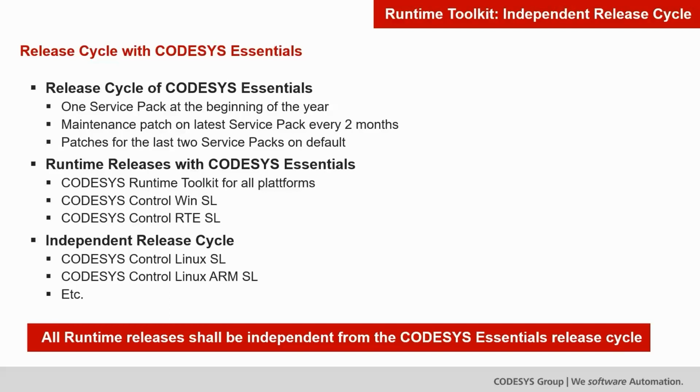But we also have other runtime system products like the Control Linux SL or the Control Linux ARM SL, which are released in an independent release cycle, so they are not dependent on CODESYS Essential releases. And our goal is to release all runtime system products in their own release cycle, so not bound to the CODESYS Essential.